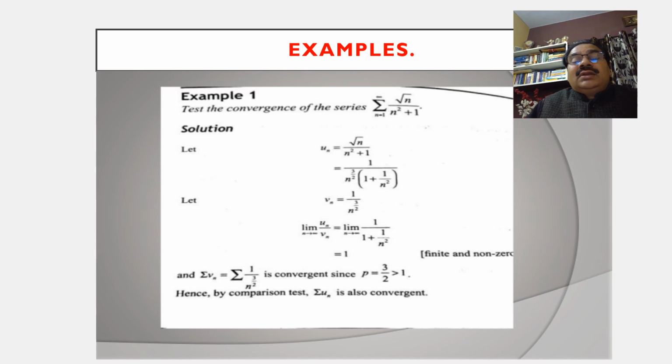Now the limit as n tends to infinity of Un by Vn is the limit of 1 by 1 plus 1 by n square. On simplification you will get 1, which is a finite and non-zero value. It means summation of Vn, which is summation of 1 by n power 3 by 2, is a convergent series, since here you compare with the p series, summation of 1 by n power p, where the value of p is 3 by 2, which is greater than 1. Hence by the comparison test you can say summation of Un is also convergent. In this way you have established this, and this is about the comparison test. Thank you very much.